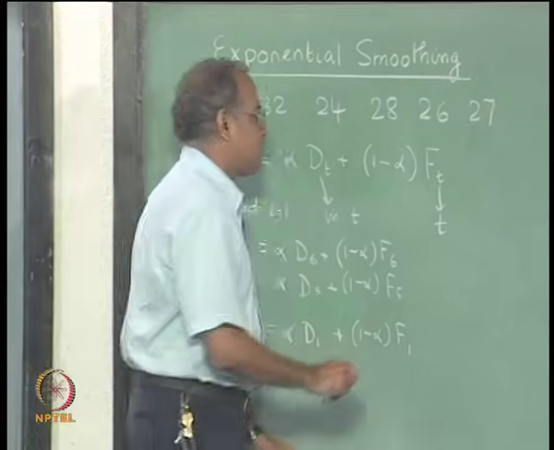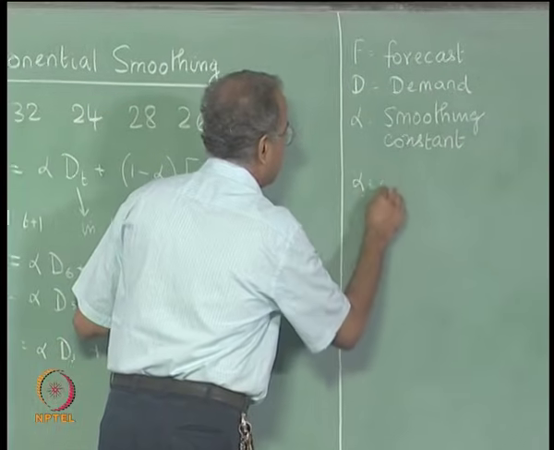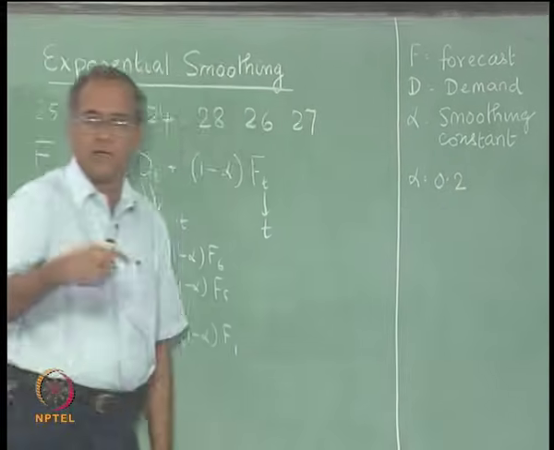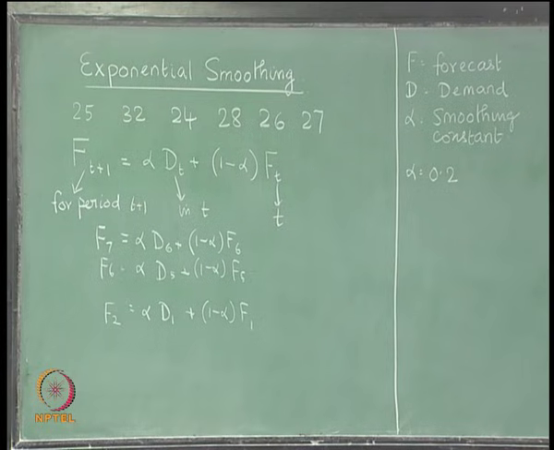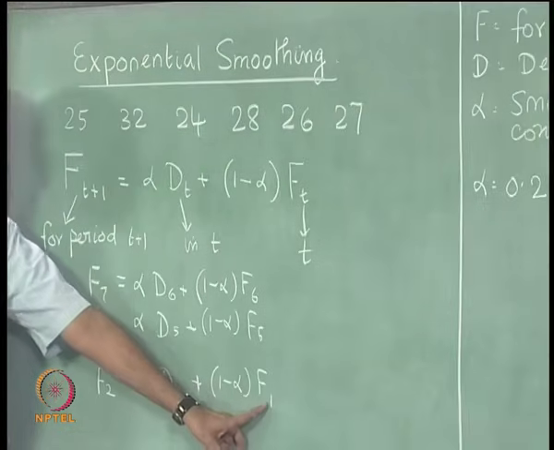Now let us assume alpha equal to 0.2. Alpha is called a smoothing constant, and alpha is a number between 0 and 1. So let us assume alpha equal to 0.2. We also do not know F1.